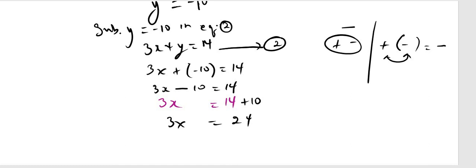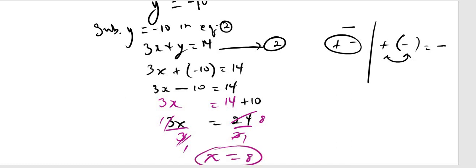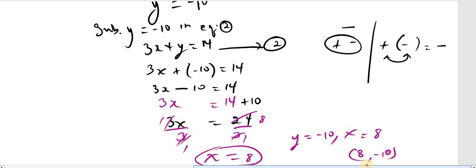Alright, and then we're going to divide both sides by what? By 3. 3 into 3 goes once, right? 8 times. And so this gives us x equals what? 8. So two solutions: y equals -10 and x equals 8. As a solution in terms of ordered pair, which one do I put first, x or y? x, which is 8, -10. Right, if you want to write it like that.